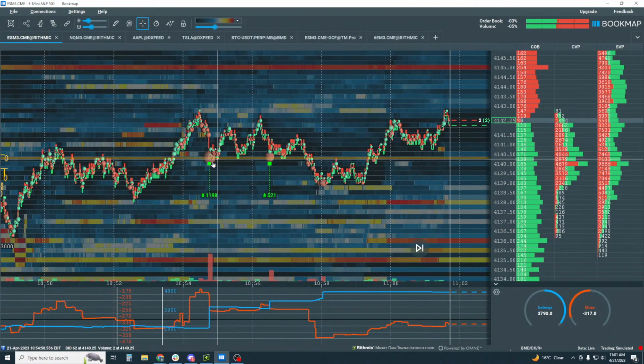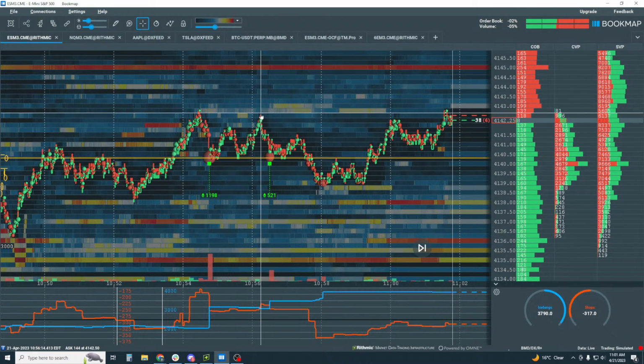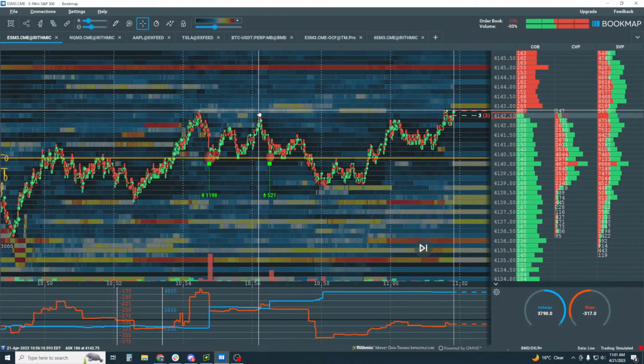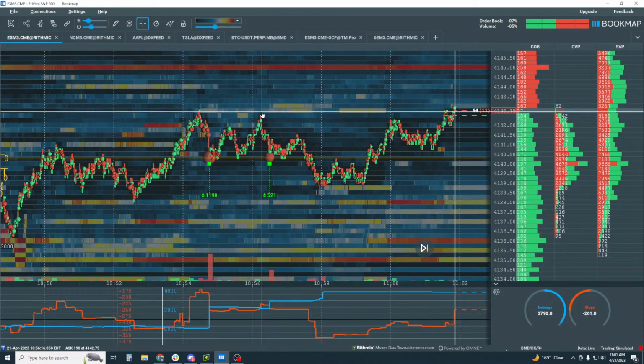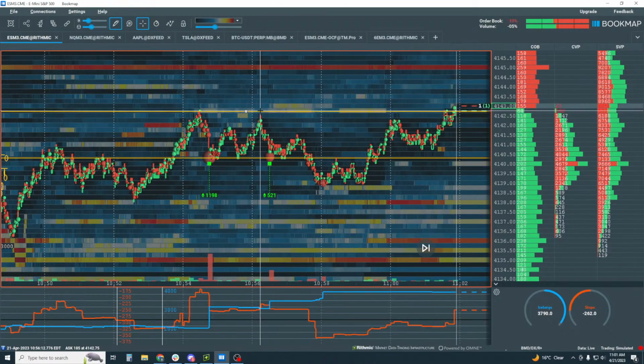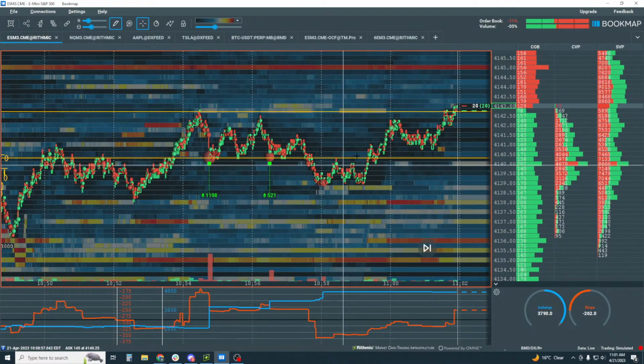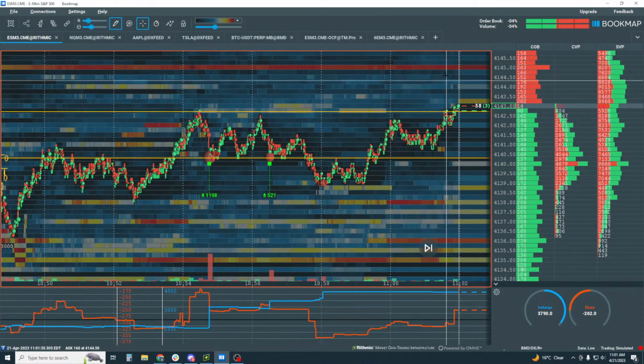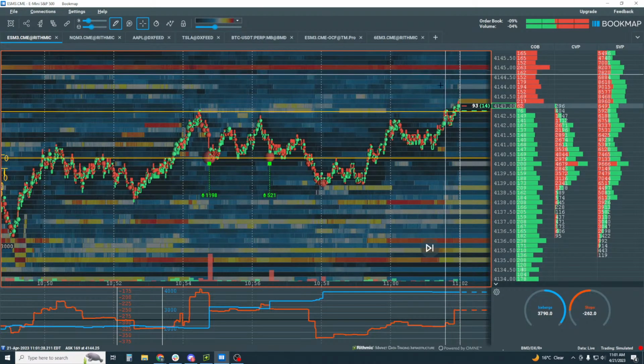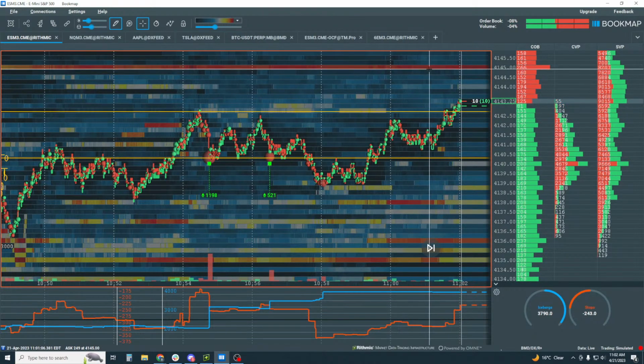Okay, based off of understanding this absorption here. Okay, now if you were looking for something like that, then I would say this would be your first take profit, to be honest, top of the range. But I would still be looking for this to go higher. Okay, up into 45 here.